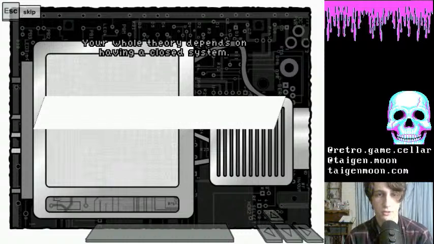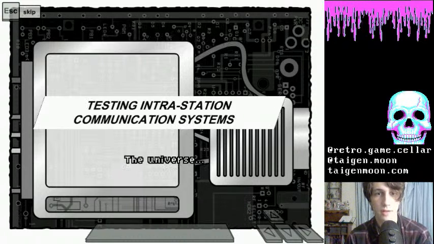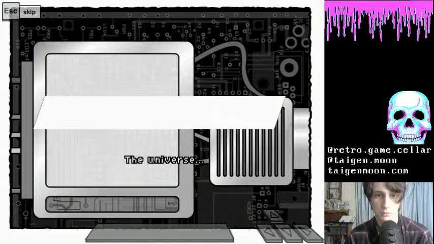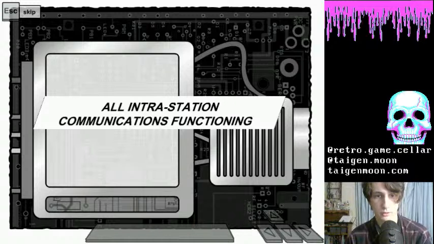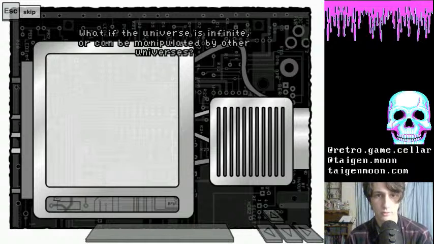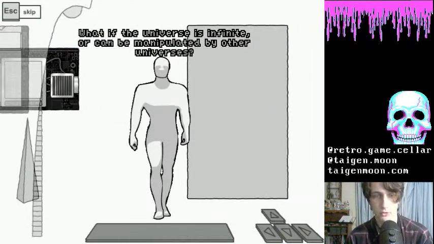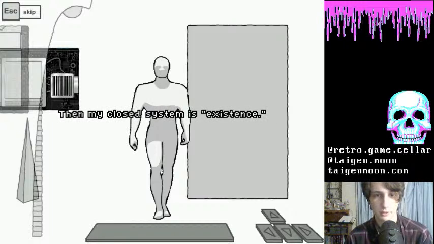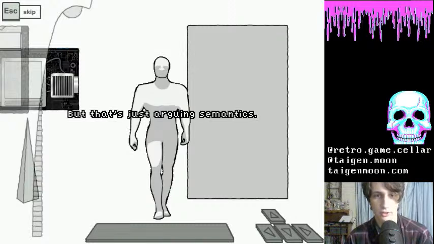Your whole theory depends on having a closed system. Otherwise, the whole theory is broken by the presence of outside influences. The universe. But isn't that only an observation? The universe is my closed... Yeah, that's what I was... If you could feasibly observe everything, then what if the universe is infinite or can be manipulated by other universes? Then my closed system is existence. How convenient. But that's just arguing semantics.